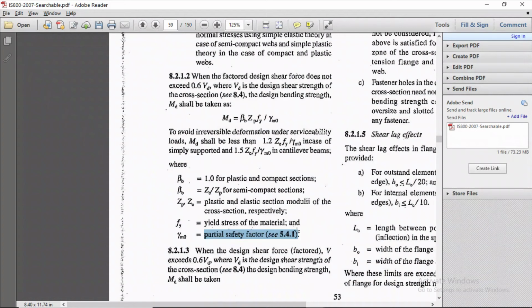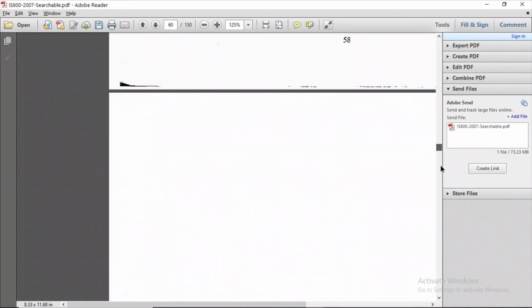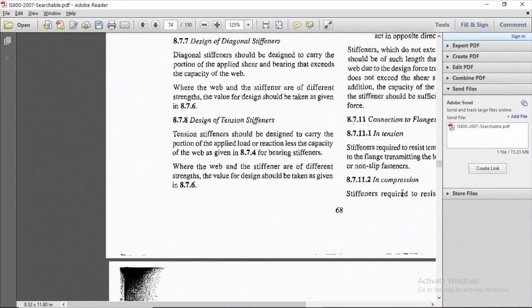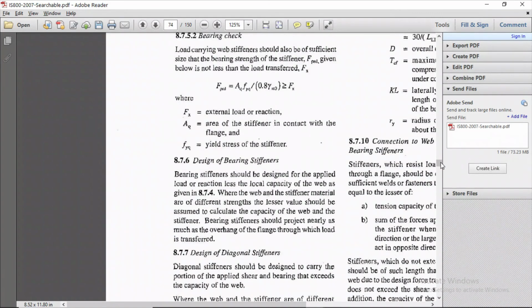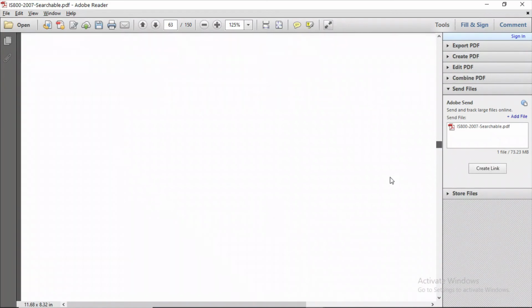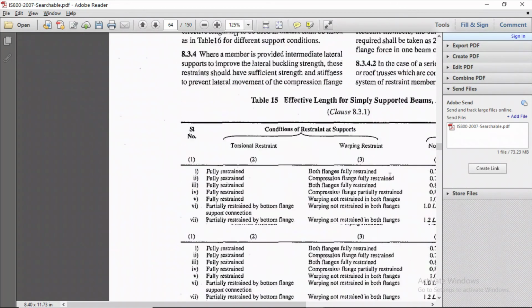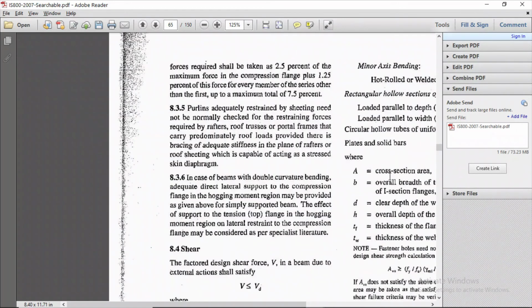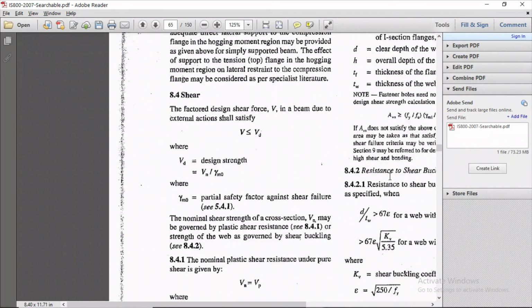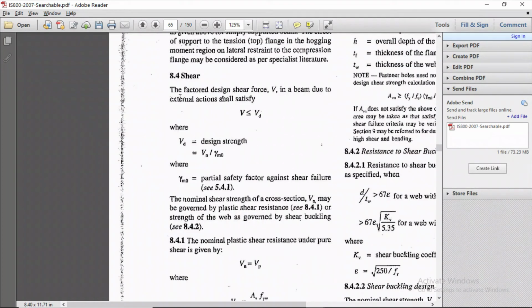Then next we do the calculation for the shear capacity, which is given on page number 59. So let's go to page number 59 and check for the shear capacity also. The formula is there. You need not remember any formulas in steel design. So here we are on page number 59. Yes, for shear, clause number 8.4, right? So in this, V should be less than VD, where VD is the design strength. So design strength is given by Vn divided by gamma MO.